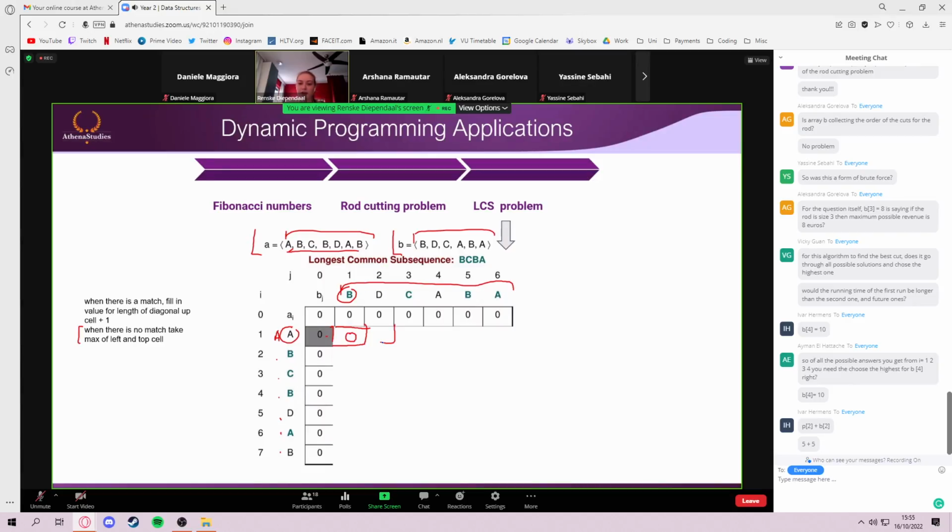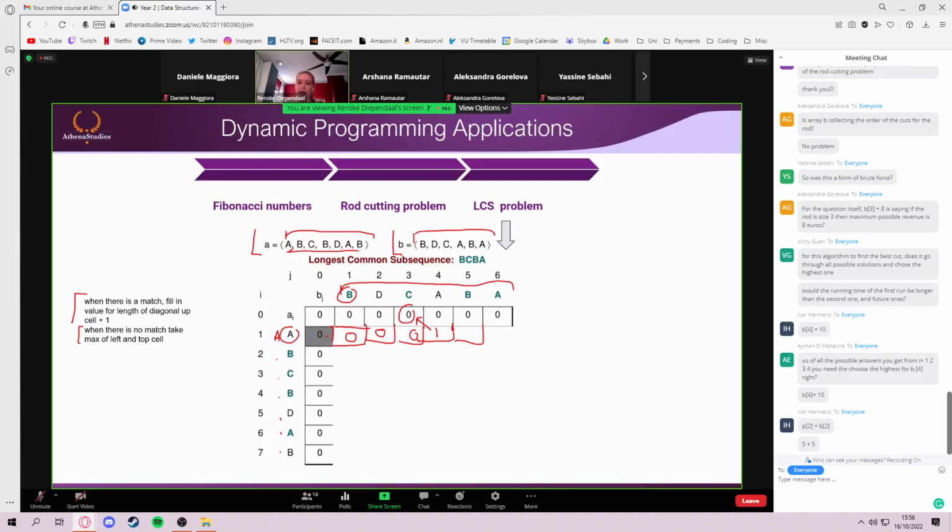Then we move on to this cell. We see A and D, also not a match. A and C, also not a match. And here we have A and A, so this is going to be a match. What we do when there is a match is we fill in the value for the length of the diagonal upwards plus 1. It's worded strangely, but what I mean is you look at this cell and you do plus 1.